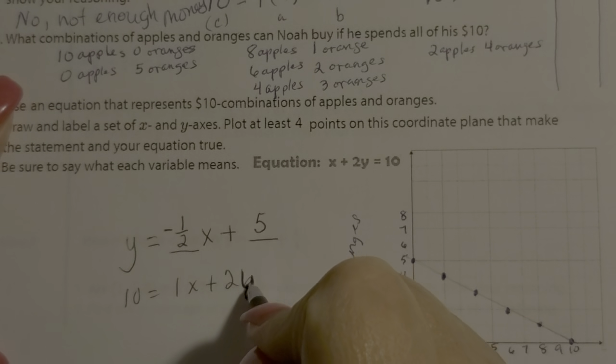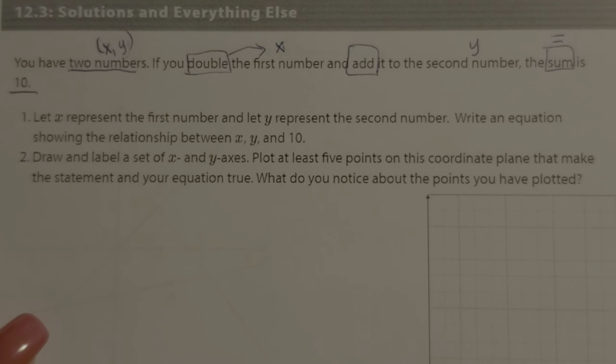On the next page, we have a question that says you have 2 numbers, x and y. If you double the first number, which I'm going to say is x, and add it to the second number, which I'm going to put as y, the sum is equal to 10. So we let x represent the first and y represent the second number, which is the way we've labeled it. We're going to write an equation showing the relationship between x, y, and 10. So it says double the first number, 2 times x, add it to the second number, and that's going to equal 10.